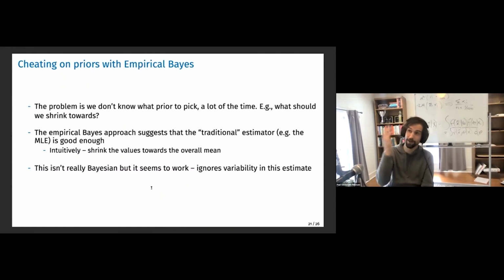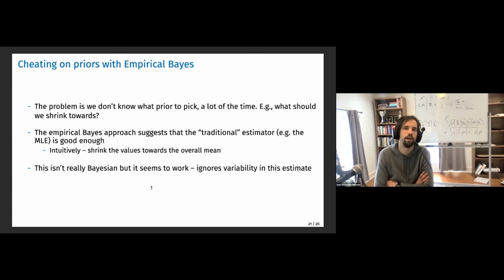So the way to cheat on priors is with something called empirical Bayes. A lot of times we don't know what prior to pick, and we don't want to pick something arbitrary. But it seems like there are natural things to shrink towards. So an empirical Bayes approach says that the traditional estimator might be good enough. The really dumb way of thinking about it is, imagine you just take your estimates and you shrink towards the overall average. That seems like an extremely reasonable thing to do.